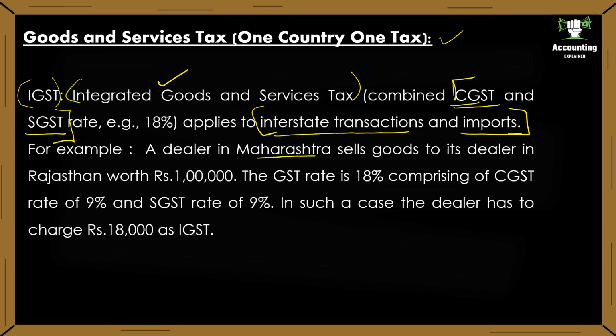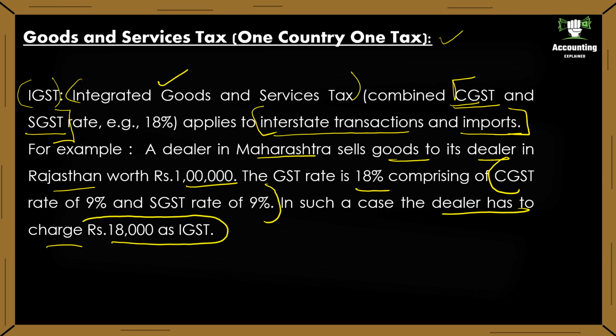A dealer in Maharashtra sells goods to a dealer in Rajasthan worth 1 lakh. The GST rate is 18%, and it comprises both a CGST rate of 9% and an SGST rate of 9%. In such a case, the dealer has to charge rupees 18,000 as IGST. He will not charge CGST and SGST separately. He will charge both together as IGST of rupees 18,000.